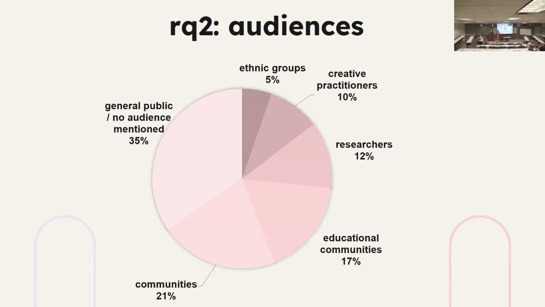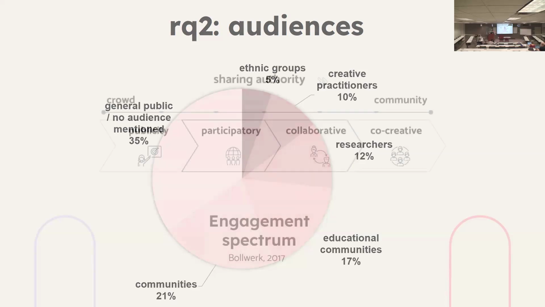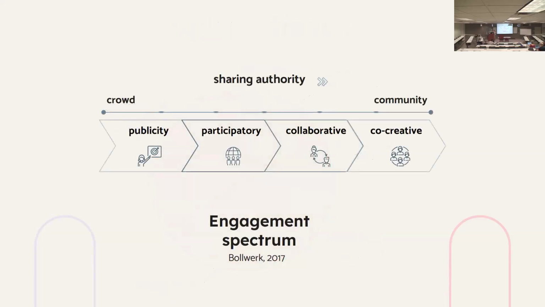And then next, researchers were mostly in the context of digital archives that were making source material available to researchers in the hope that that material would get studied more and be part of more research, and also ethnic groups and creative practitioners. The creative practitioners were mostly artists that were collaborators of those projects through, for example, creating illustrations for the Omeka S website.